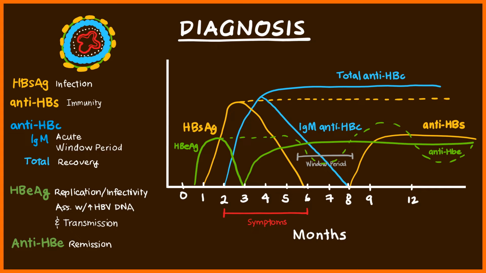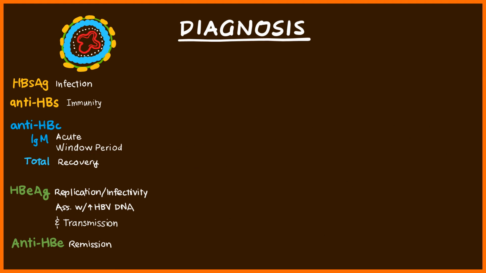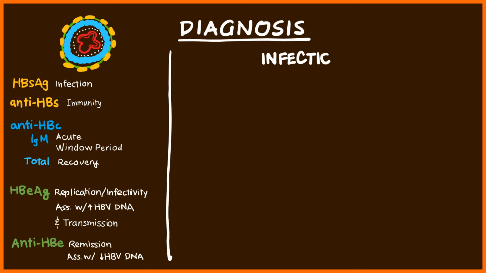What I want to do now is look at it in another way, present it to you in another way to help understand how you actually use it for diagnosis of infection and immunity. So now let's look at how you diagnose a patient with infection. As you recall, the surface antigen is associated with infection.